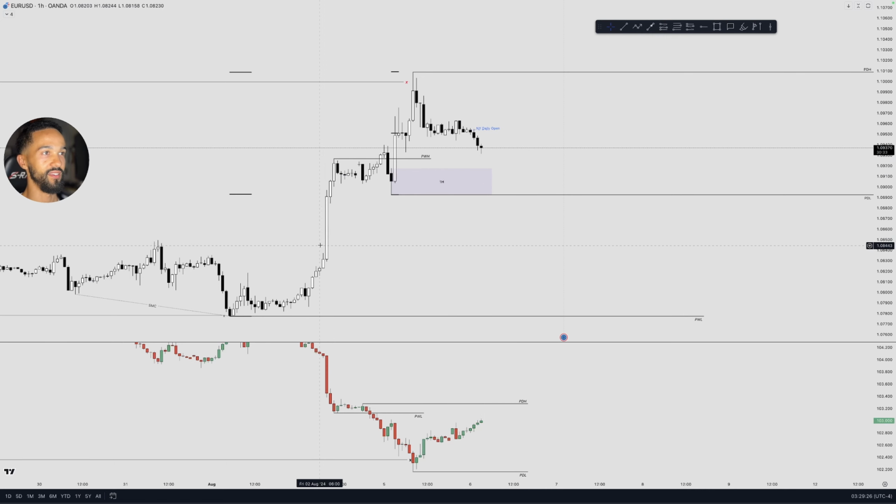We could come back to this at a later date, or we're going to get a 4-hour correction and we're going to pull back lower into this area here. Now this imbalance is also on the hourly, so of course the hourly may have that intention too, but in the hourly we may respect this discount here of this leg.